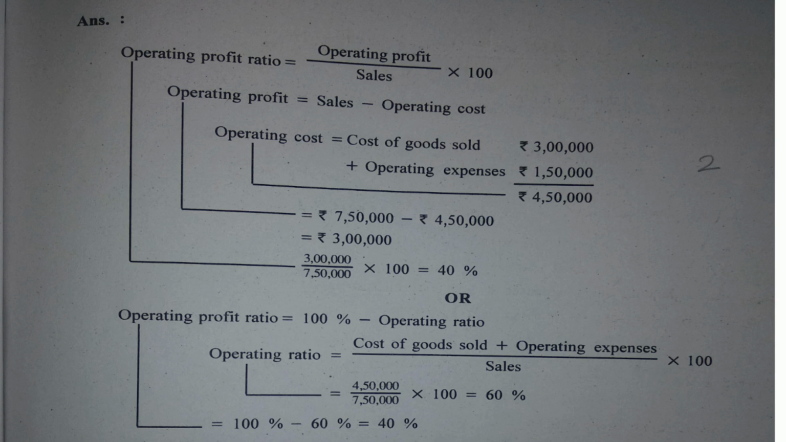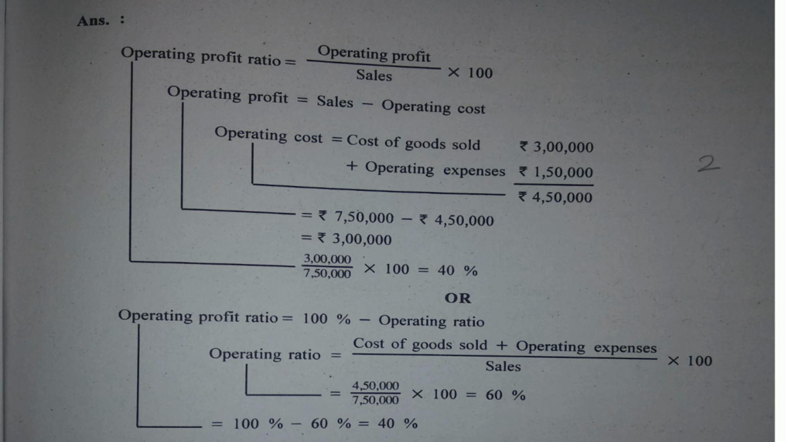But listen to me very carefully. Let me finish explaining this sum. Let me finish the explanation and then all your doubts will be clear. In this illustration, we'll be finding operating ratio first, and we'll deduct it from 100%. And also we are having another option.